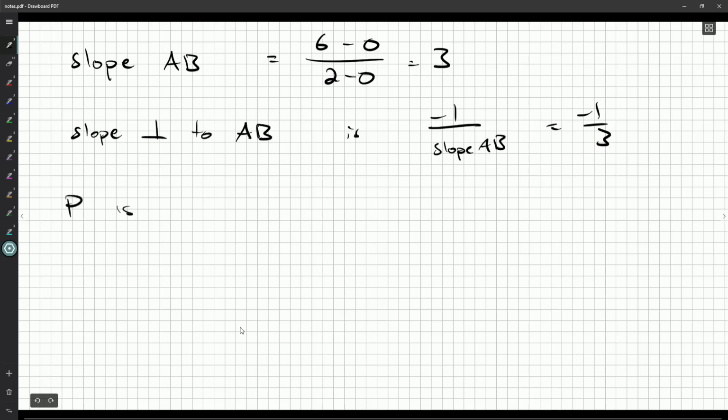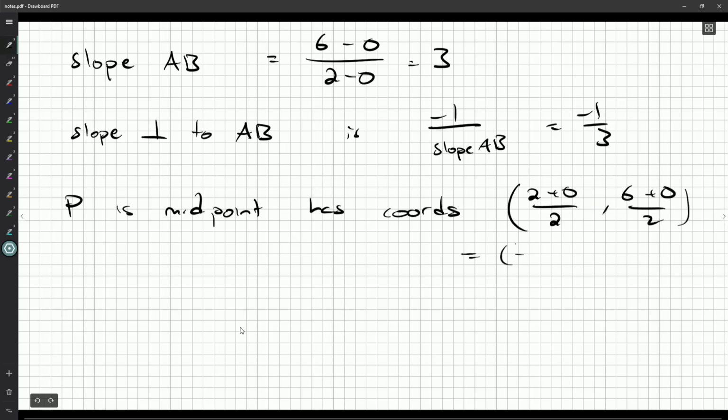P is the midpoint, and so it has coordinates of A and B added up together and averaged. So the x-coordinates averaged and the y-coordinates averaged. So this will be 1, 3.